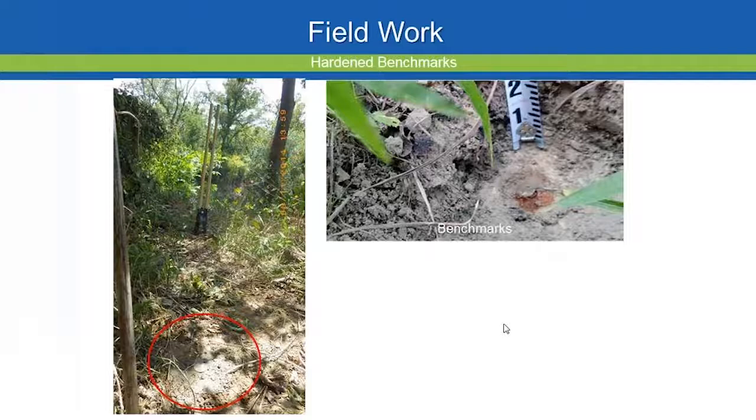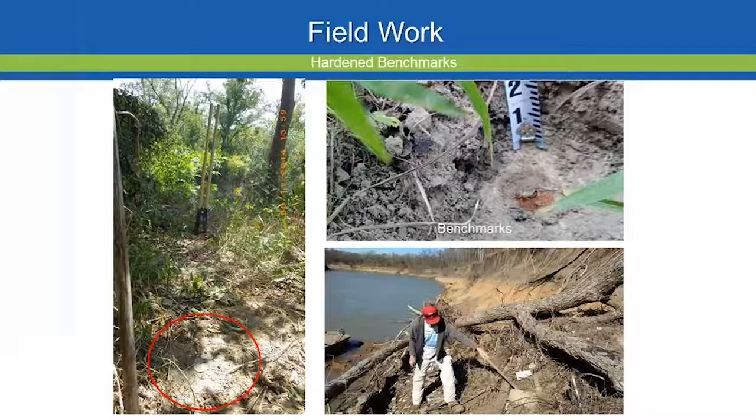So what we do is we take scientific concrete and scientific rebar and we take it up into the riverbanks and put in these benchmarks. We hammer those benchmarks in about 2 or 3 feet deep with post-hole diggers, put in an 80-pound bag of concrete and some rebar, and set that benchmark in an area that will never be disturbed, until it's disturbed. You can see this is one of our benchmarks down here when we had about 100 feet of erosion during the floods.